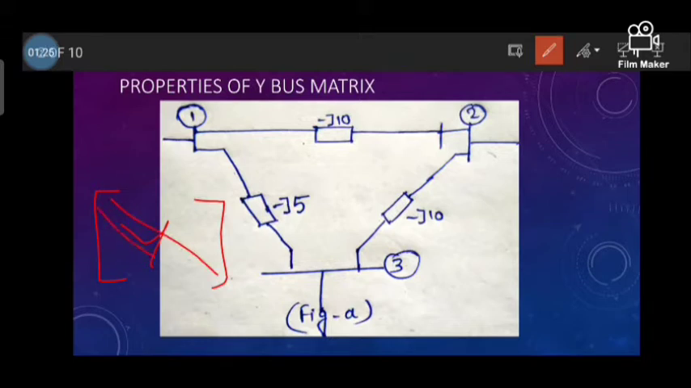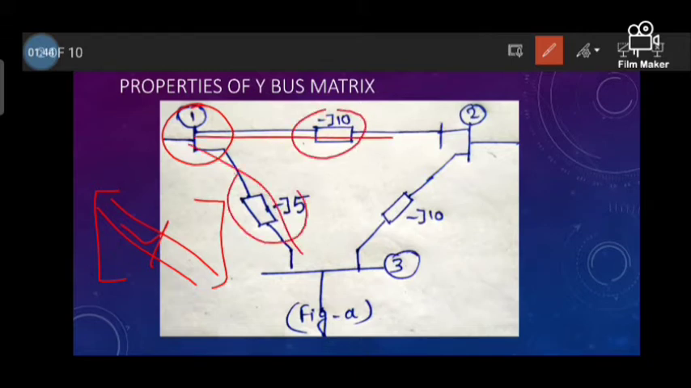So the diagonal element, how will it be formed? The diagonal element will always be formed as follows: if we take bus number 1, then the addition of all the admittances connected to bus number 1, means the admittance connected to that bus plus that admittance. If there is another admittance connected from the line to the ground, then that is also added to these two admittances. So adding all these admittances, you will get the diagonal element y11.